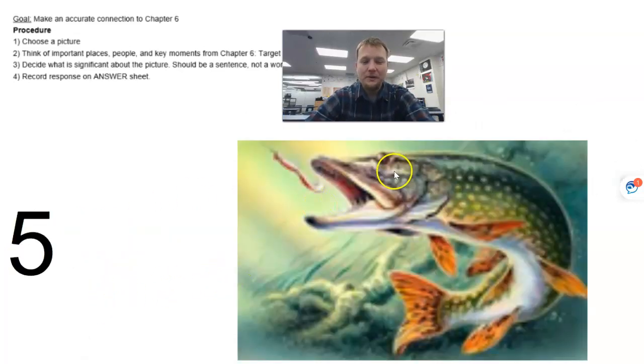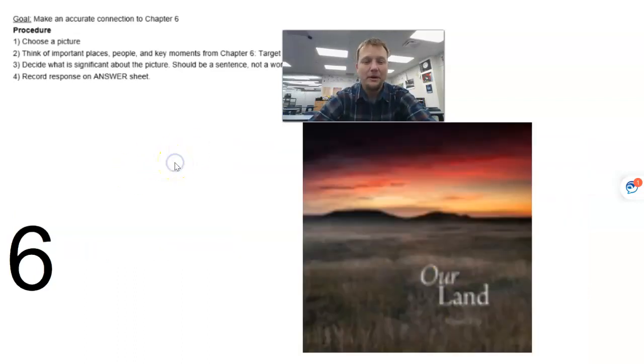This picture here, number 5, is a northern pike fish. What that picture was to represent is Zebulon Pike himself, the United States military general that was sent up the Mississippi River to find a place to build a fort.